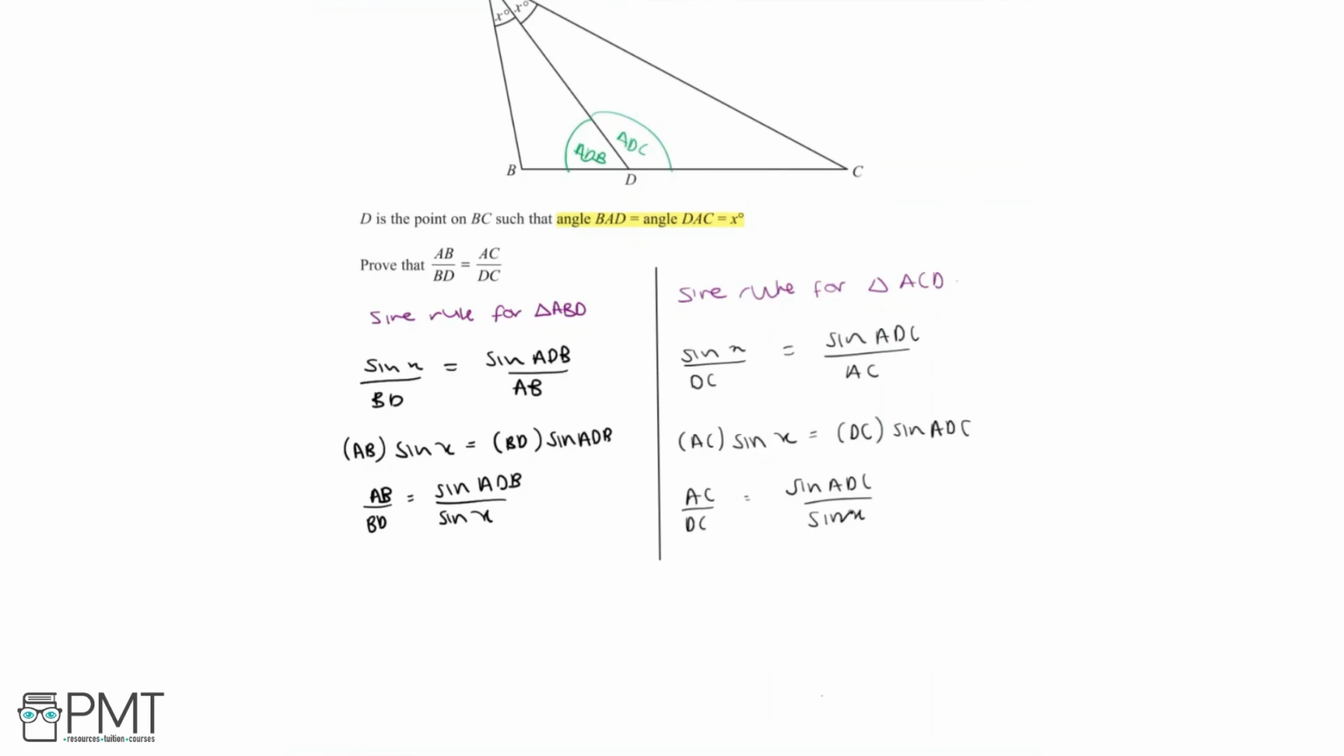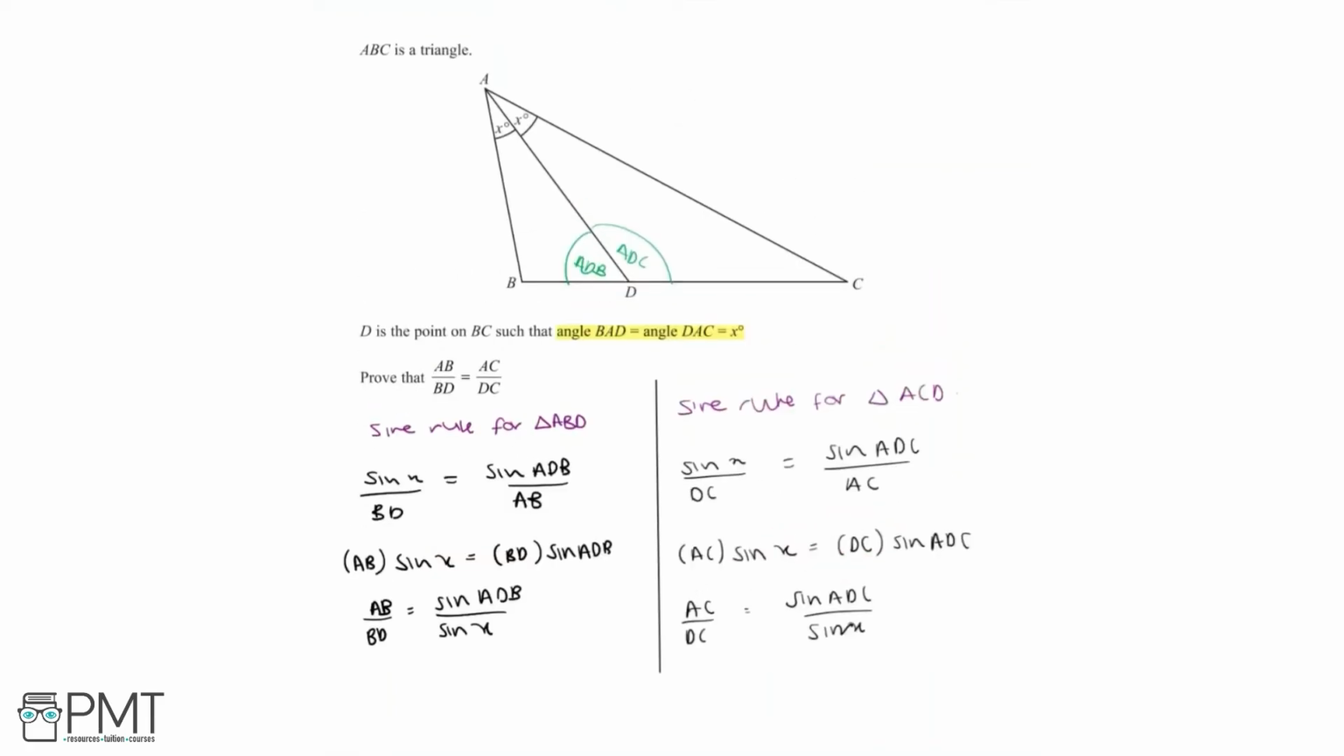And so we now have an expression for AB over BD and AC over DC, and we need to prove that they're equal. AB over BD is sine ADB over sine x, and AC over DC is sine ADC over sine x. And so given that these two must be equal, it's reasonable to assume that we need to prove that sine ADB is equal to sine ADC.